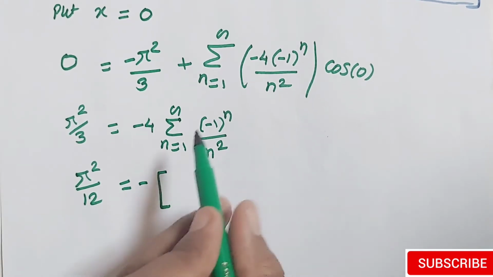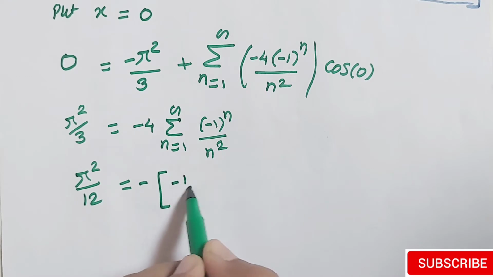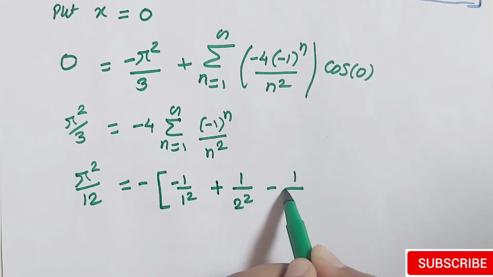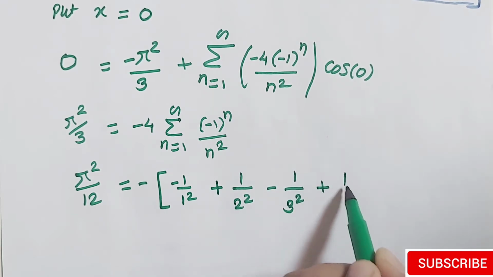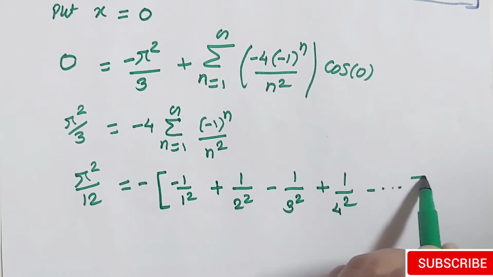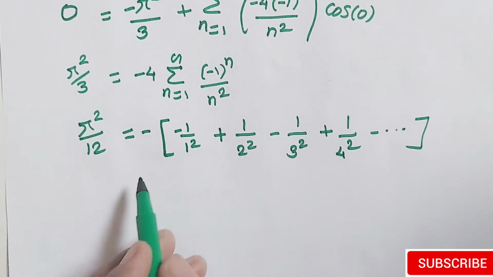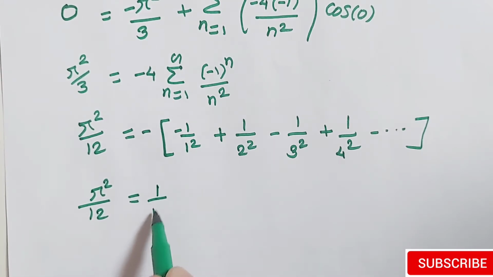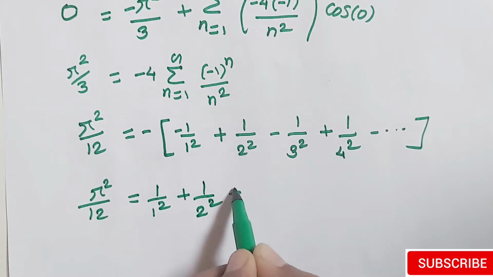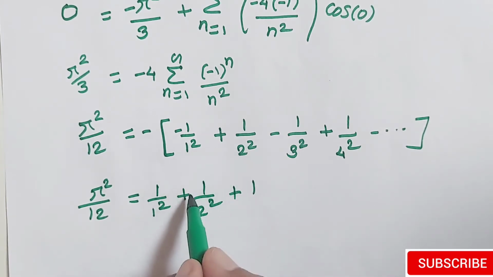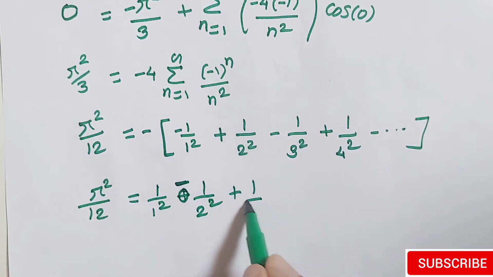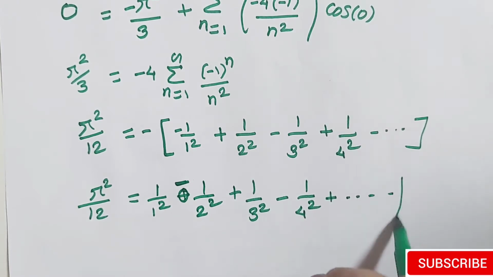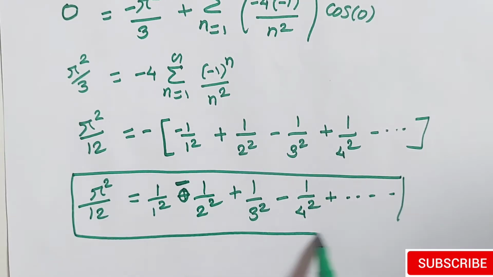Now expand this function. So n equals to 1. So it is minus 1 by 1 square plus 1 by 2 square minus 1 by 3 square plus 1 by 4 square minus and so on. So therefore multiply this minus sign, so we get pi square by 12 is equal to 1 by 1 square minus 1 by 2 square plus, alternate plus minus, so it is minus, then plus 1 by 3 square minus 1 by 4 square and so on. So this is the final answer of our question.